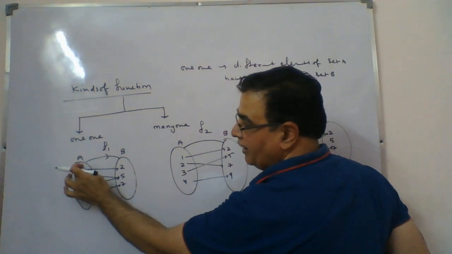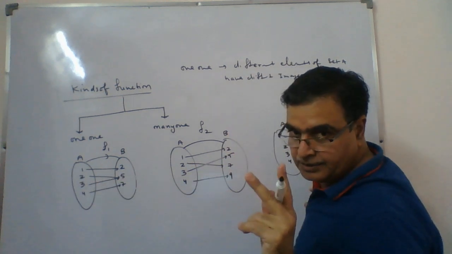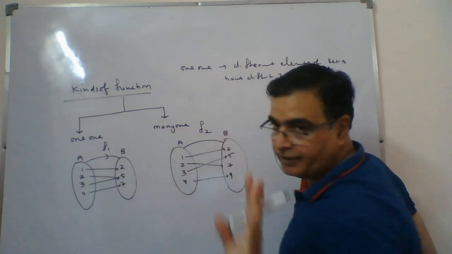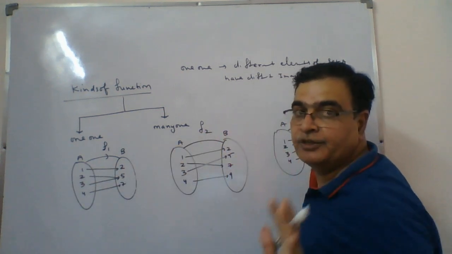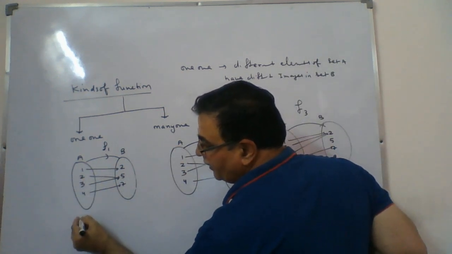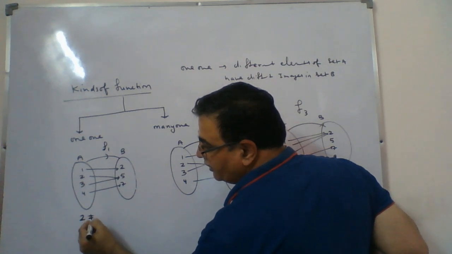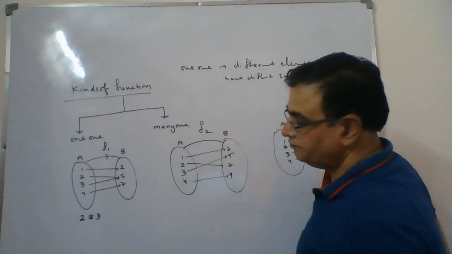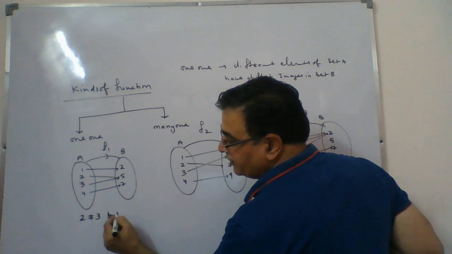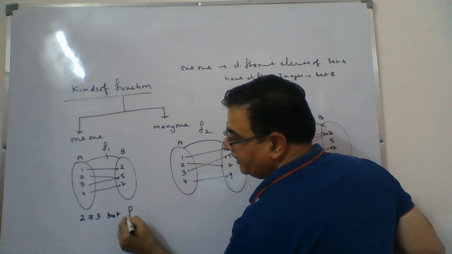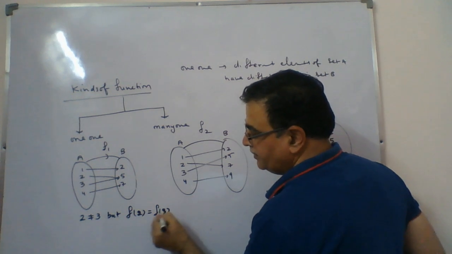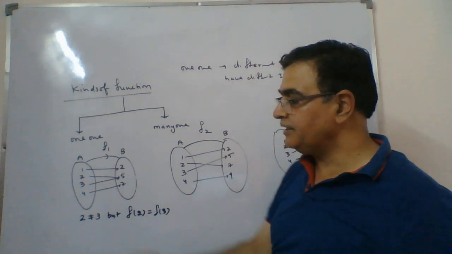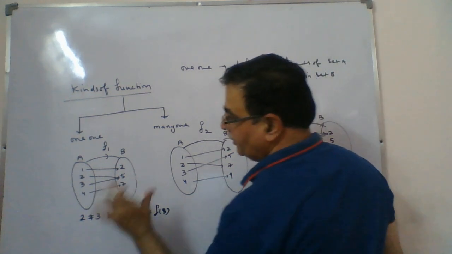It means 1 and 2 are different elements, their images will be different. 2 and 3 are different, their images should be different. Here in this case, what you will find, 2 is not equal to 3, but the elements are different and their images are the same. Let's check here. That means it will not be one-one.